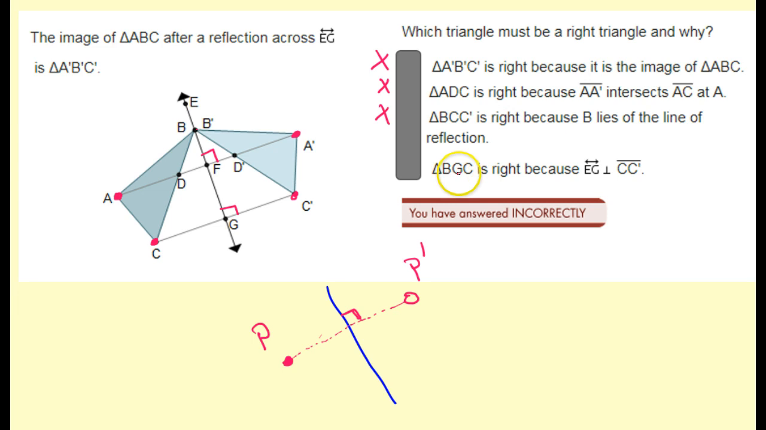Triangle BGC. Okay, so here's B, G, C. Oh, there we go. That's going to be the answer. See how we have our 90-degree angle right here? Of course, it's going to be 90 degrees on both sides. Okay, so this 90-degree angle right here makes triangle BGC a right triangle. So this one is going to be the answer. Boom!